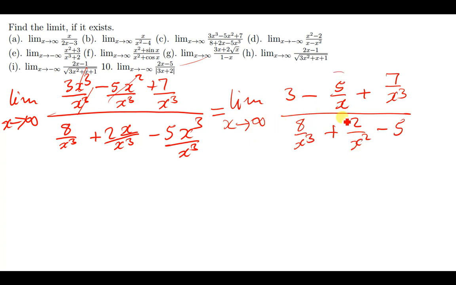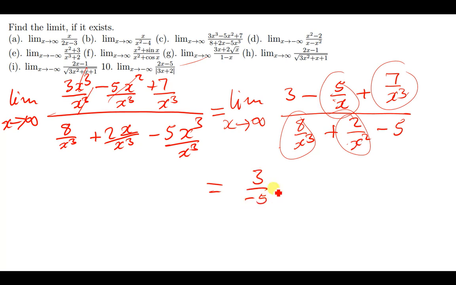So this one will give us a 0, this one will give us a 0, this one will also give us a 0, this one will also give us a 0. So we just remain with 3 and -5. So when you find the limit of independent terms, this and that will give us a 0. So we just remain with 3 over -5, which will just give us -3 over 5.